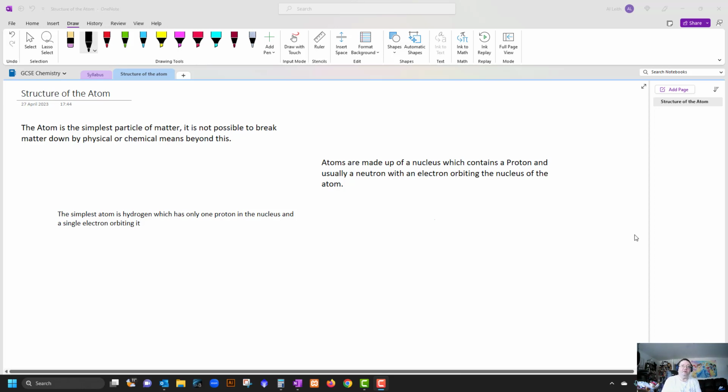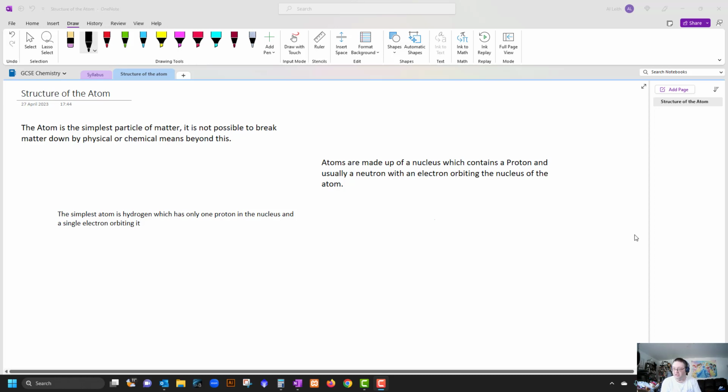Now, I know people are going to start saying, oh, well, they're smashing up protons at CERN. For us chemists, we're just interested in the atom. We like to know about the presence of protons and neutrons because that does factor in on a lot of chemistry. But for us, we just need to know that the atom is the simplest form of matter.